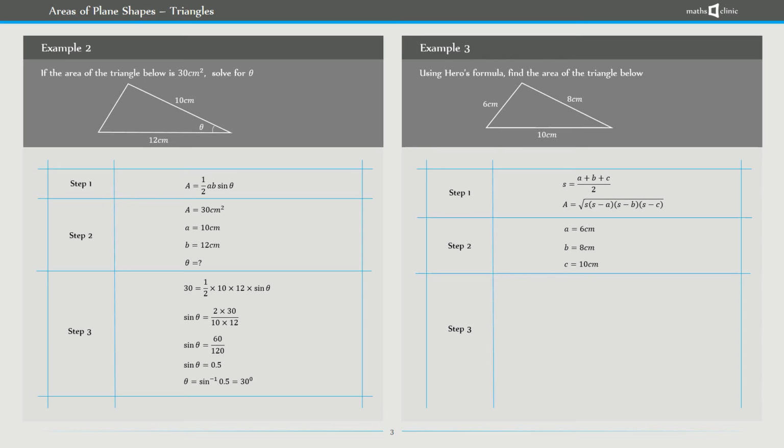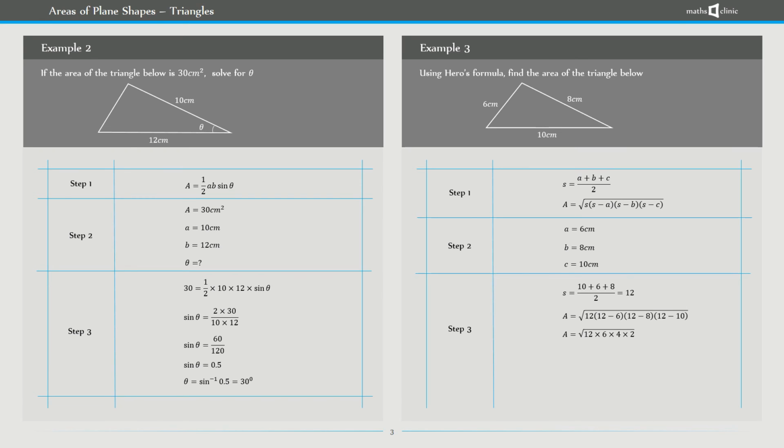And now we can go ahead and find s, and we have that s equals 10 plus 6 plus 8 divided by 2. Okay, 10 plus 6 is 16, 16 plus 8 is 24. If you divide it by 2 you have 12. Now that we've found s, we can go ahead and solve for A, and A equals the root of s multiplied by s minus a multiplied by s minus b multiplied by s minus c. So we have 12 times 12 minus 6 times 12 minus 8 times 12 minus 10.